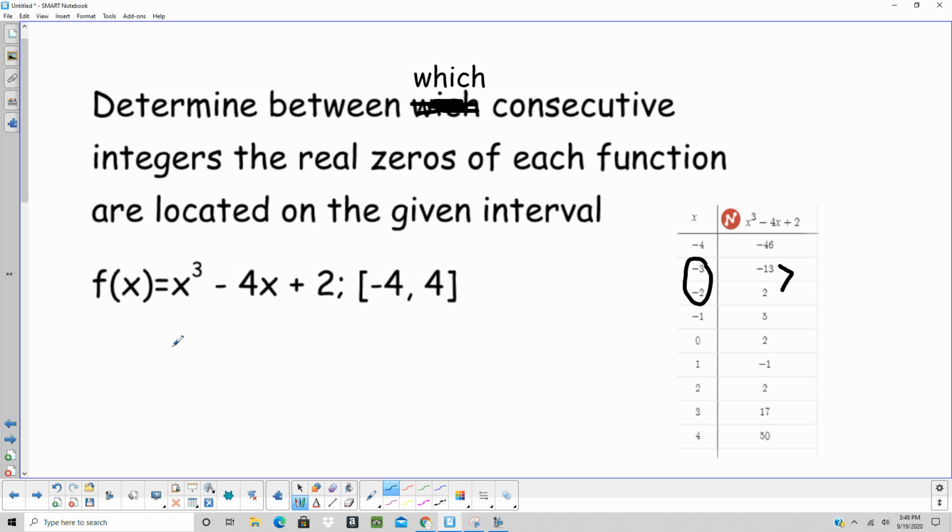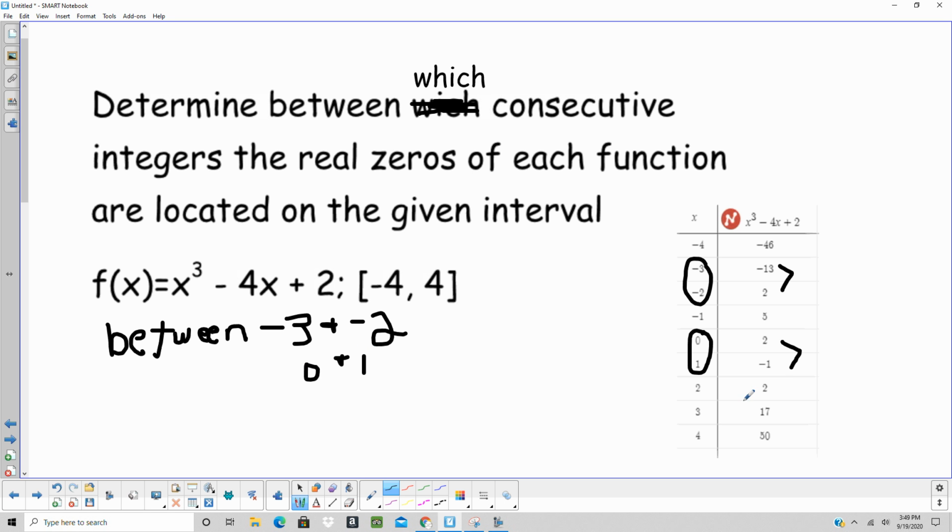So on this one, it's going to be between -3 and -2. Not the best handwriting there, sorry. And then I'm going to look for other sign changes. I have one right there between 0 and 1. And another sign change from negative to positive, and that is between 1 and 2.